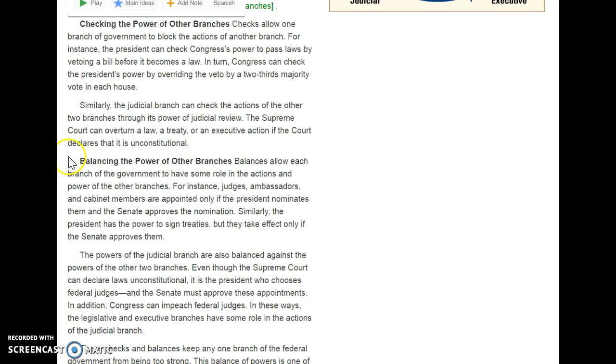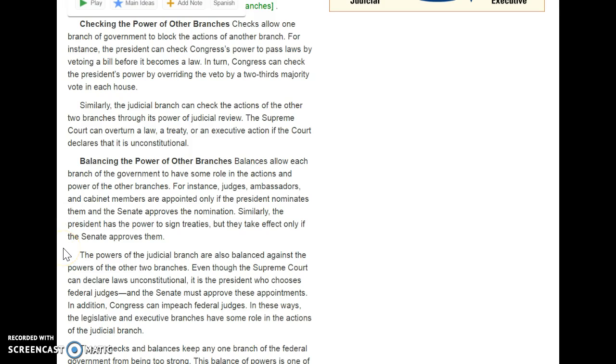Balancing the power of other branches. Balances allow each branch of the government to have some role in the actions and power of the other branches. For instance, judges, ambassadors, and cabinet members are appointed only if the president nominates them and the Senate approves the nomination. Similarly, the president has the power to sign treaties, but they take effect only if the Senate approves them.